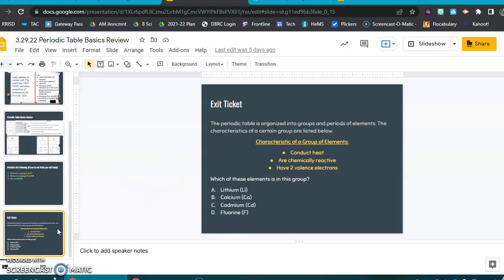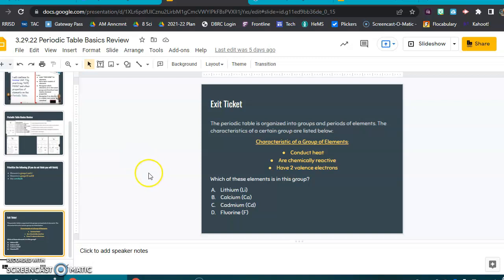As an exit ticket, the periodic table is organized into groups and periods. Remember, groups are up and down, periods are left and right. The characteristics of a group is it conducts heat, it's chemically reactive, and has 2 valence electrons. Well, our friends who have 2 valence electrons are our friends who sit up in group 2, so that's why they have 2 valence. They are metals.